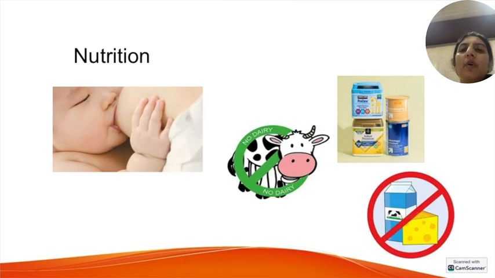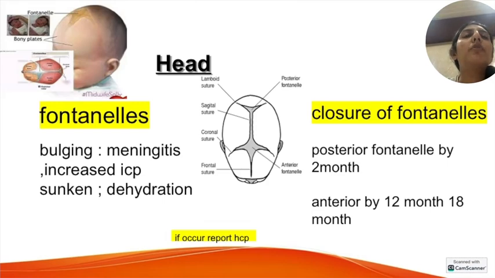Now, assessment of the head. At birth, the head circumference is slightly bigger than the chest circumference, but they become equal in size around 12 to 18 months. Then newborns have two fontanels, one posterior and another one anterior. The fontanels should be flat, and these fontanels should never be bulging at rest or sunken. This is a priority. If bulging or sunken is seen, that means immediately report to the HCP.